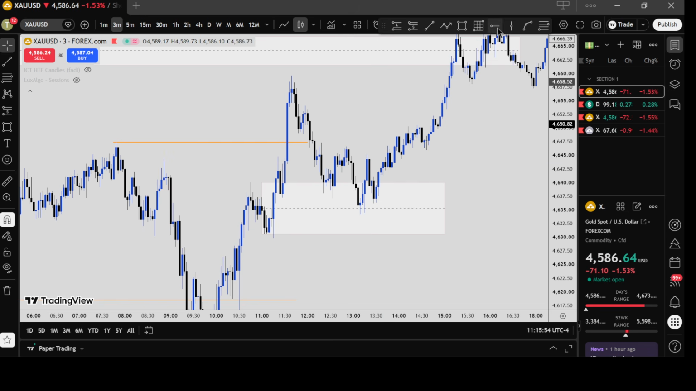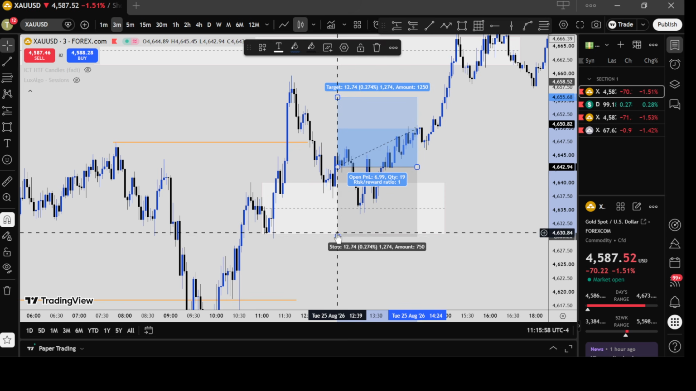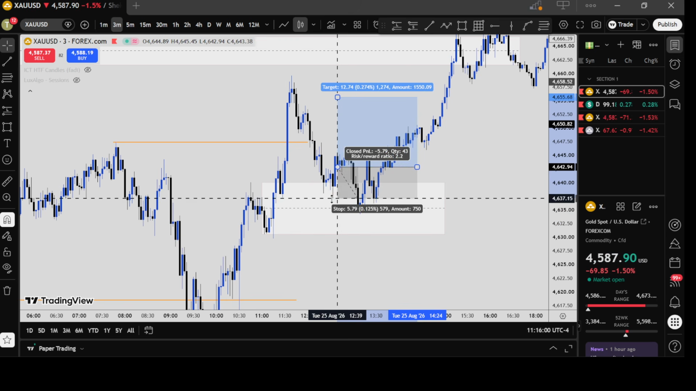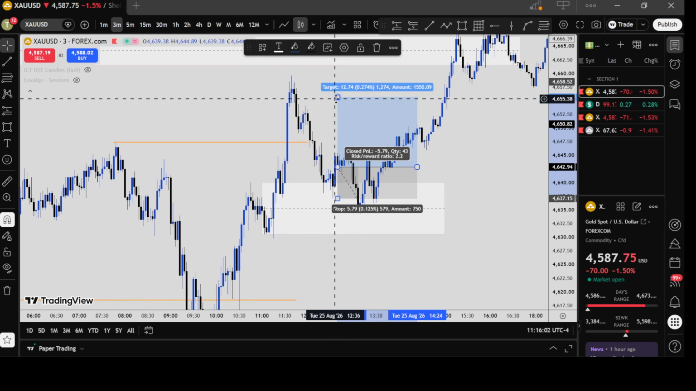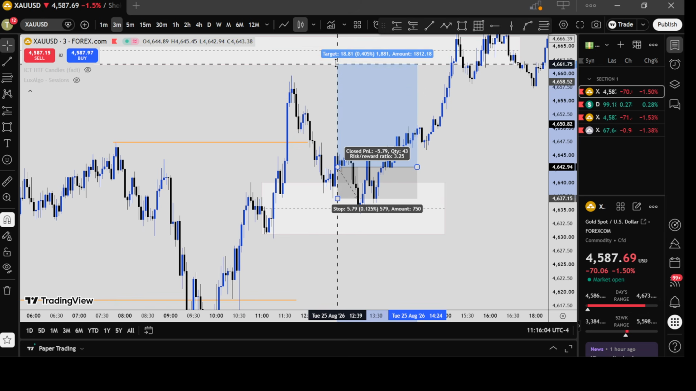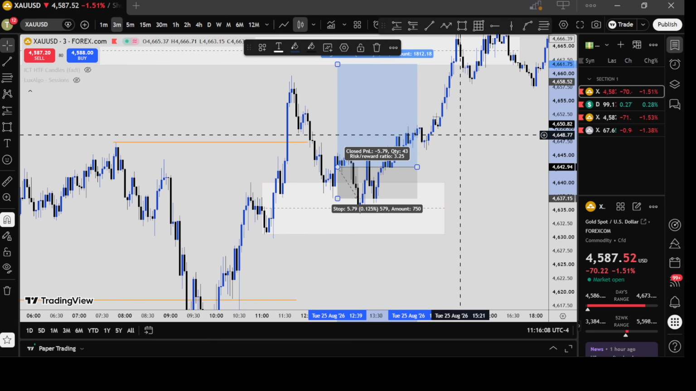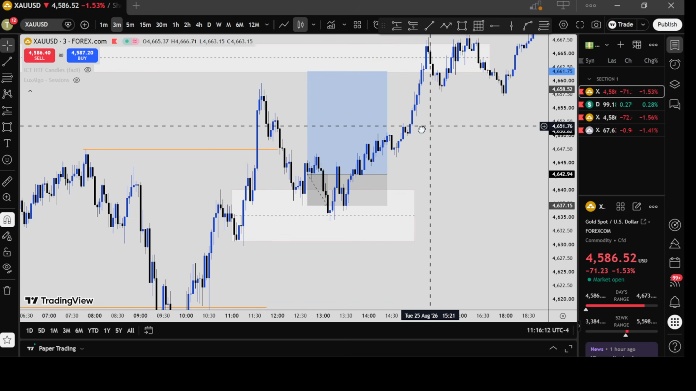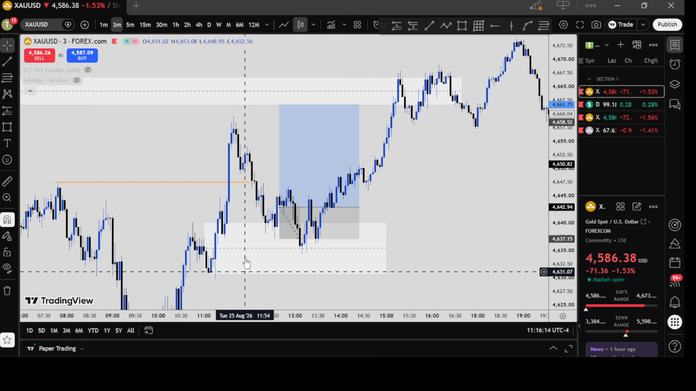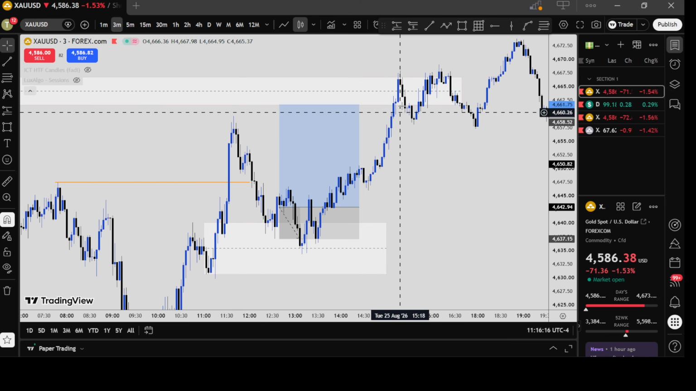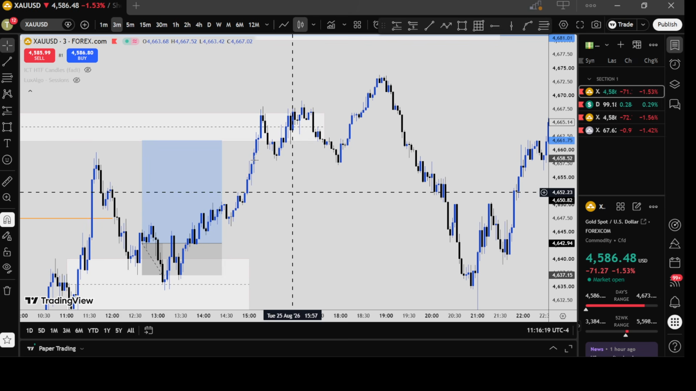So I entered here, and then stop loss was here, then TP was this other block. Sorry, this fair value gap. The first, or should I say the low, yes, of the fair value gap. And then the market hit SL and then went to my area.